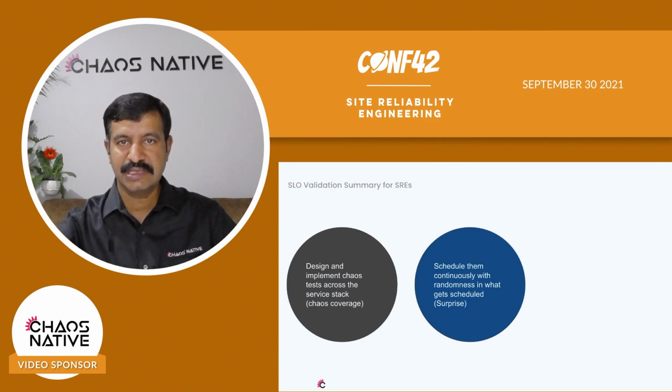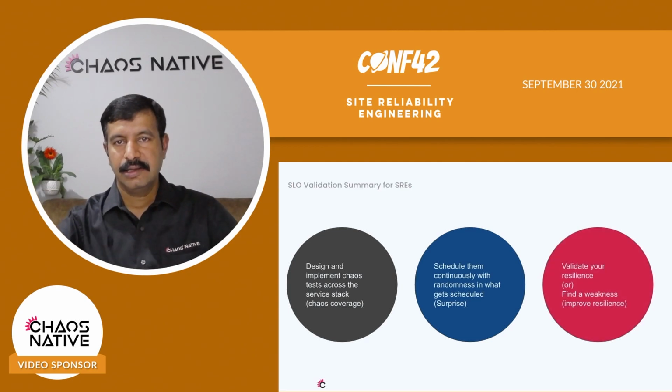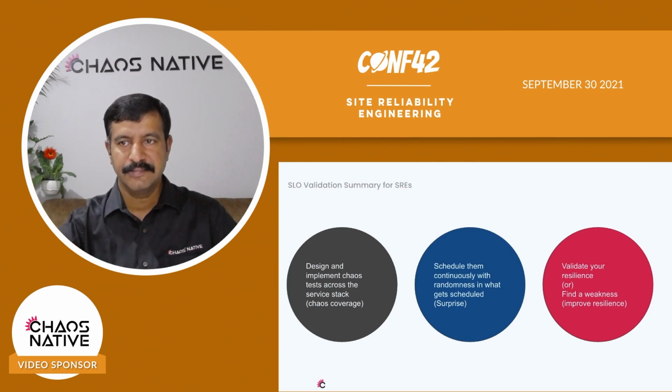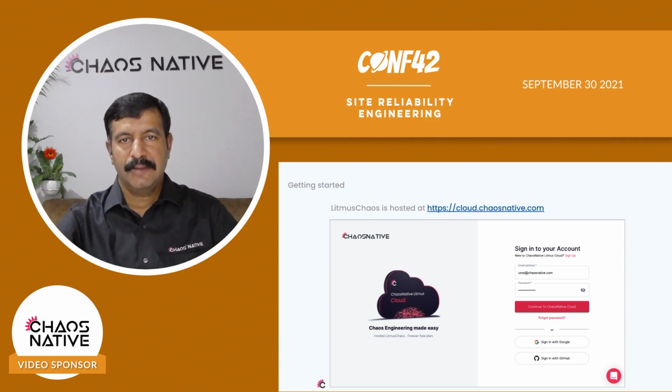A fault is always happening, and you're continuously validating, right? And if it is validated, that's exactly what you want. Your service is good. If it's not, that's also good news. You found a weakness and you're going to fix it. So that's about how chaos engineering can be used for continuously validating your service resilience.